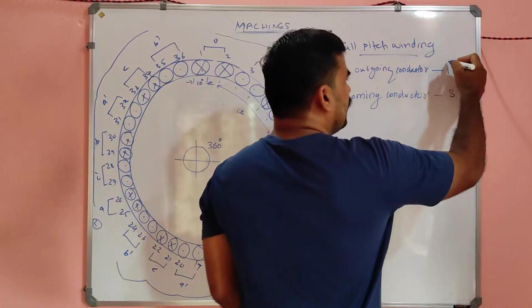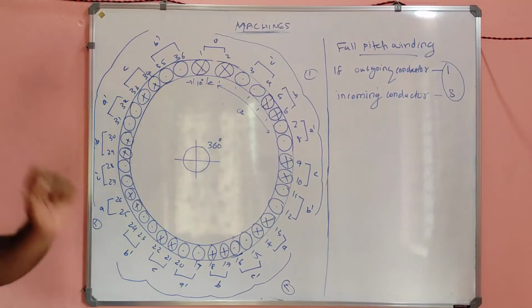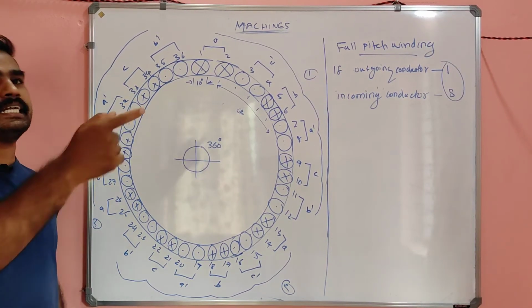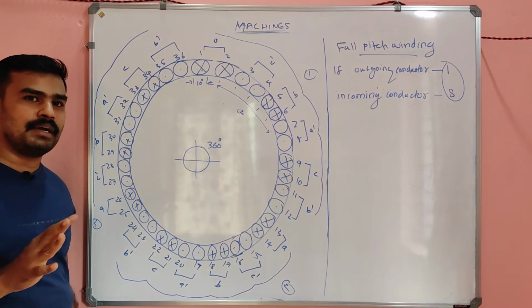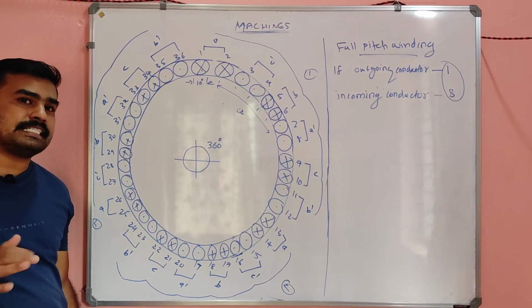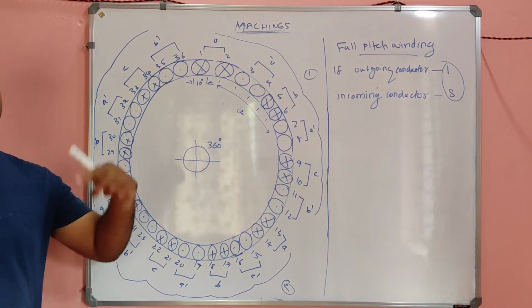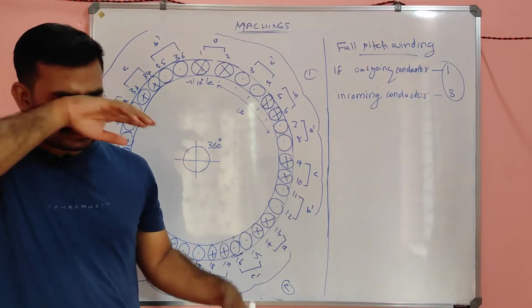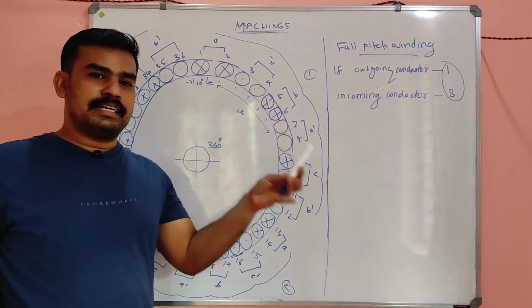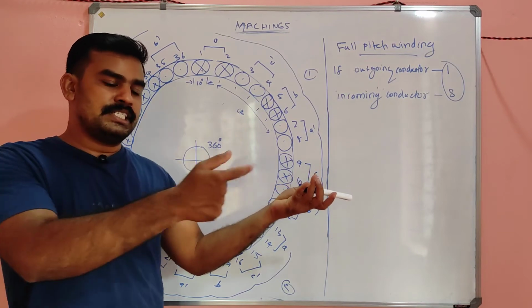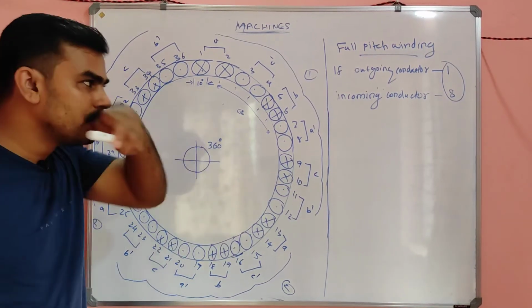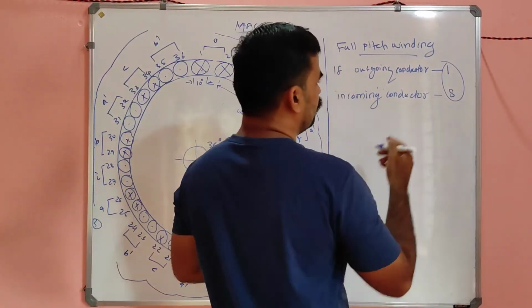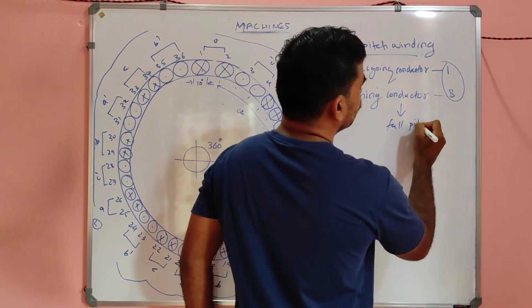If this is strictly followed for this machine, that means after 60 degree, which is the pole pitch, correct? So after 60 degree, if the incoming and outgoing conductors are connected, that means after we insert the conductor, 60 degree later we take the conductor outside, or from this slot 1 to slot 8 we are taking it outside. This is called the full pitch winding. Full pitch winding.